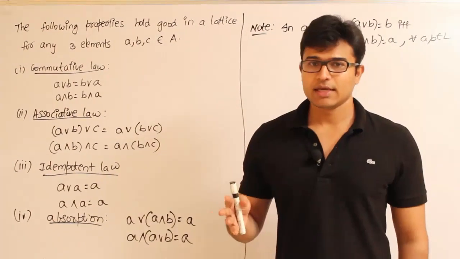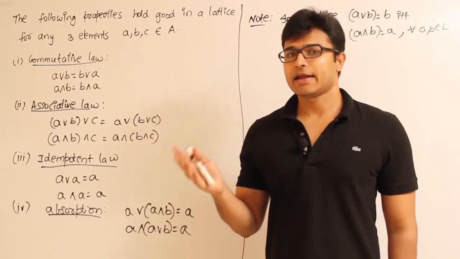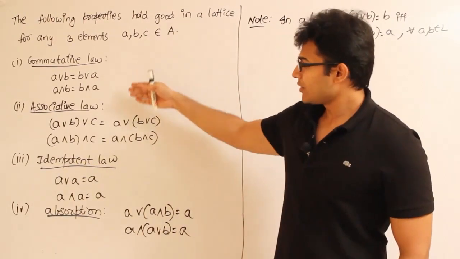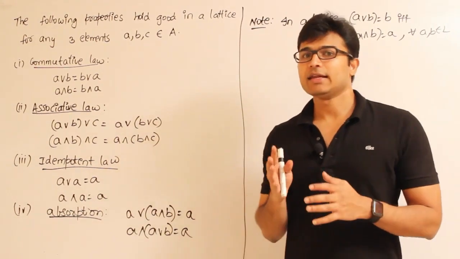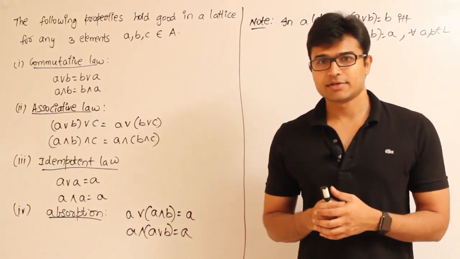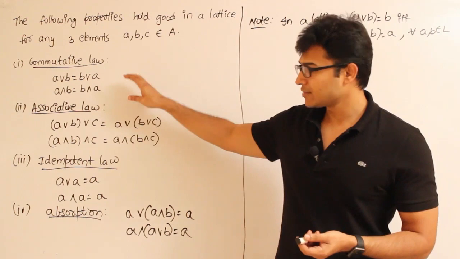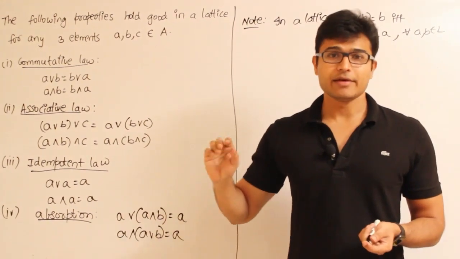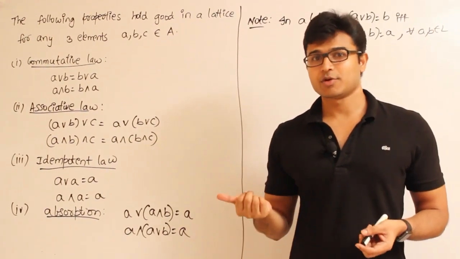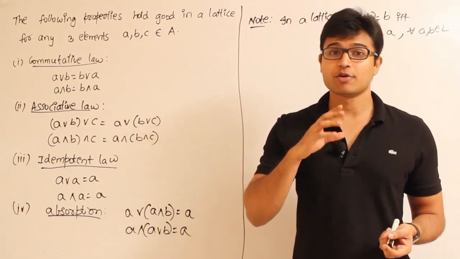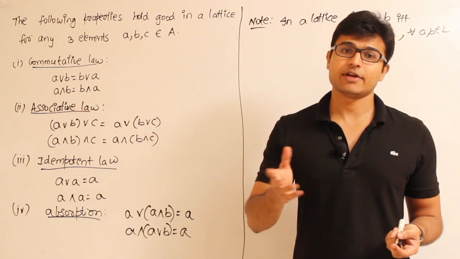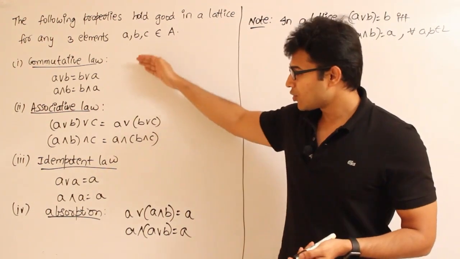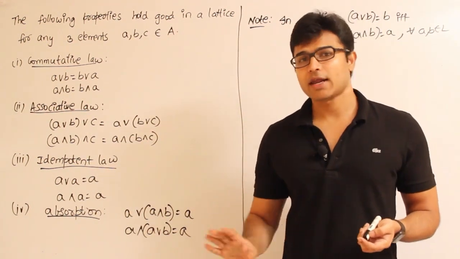For any three elements present in this set A, if (A, R) is a lattice, then the following properties are applicable. So what does it mean? If you take any lattice and any three elements and apply these properties, they should always be true. And it is very important to remember what these properties are, because not all properties hold good for every lattice, but these properties will definitely hold good for all lattices.